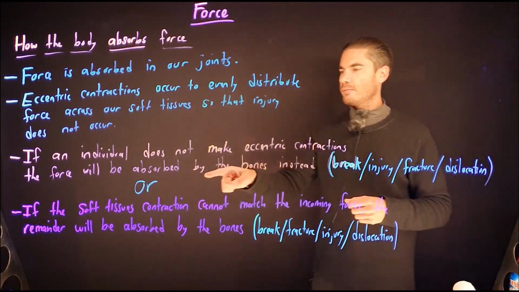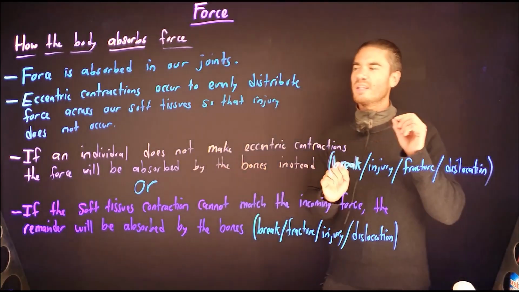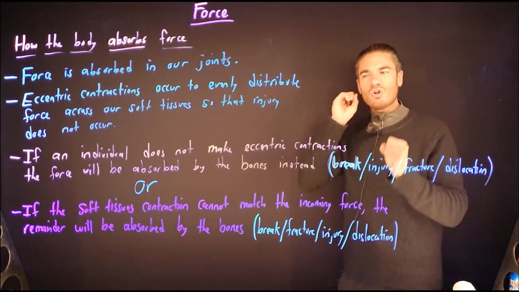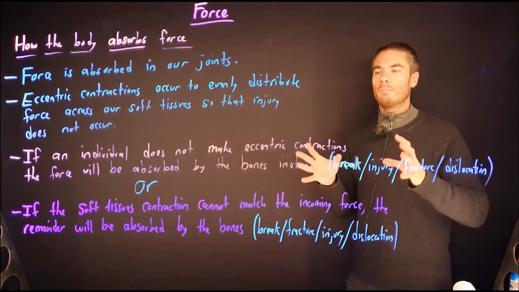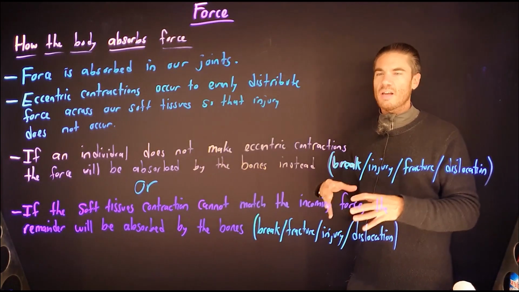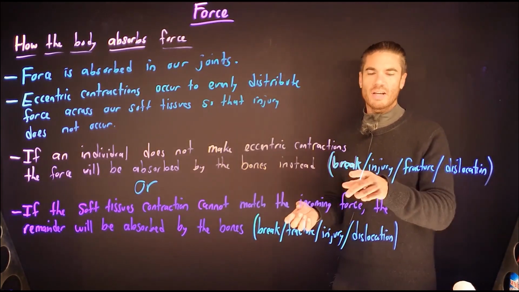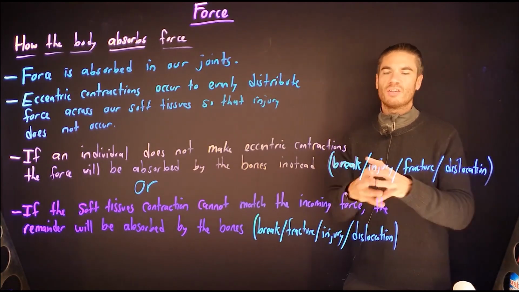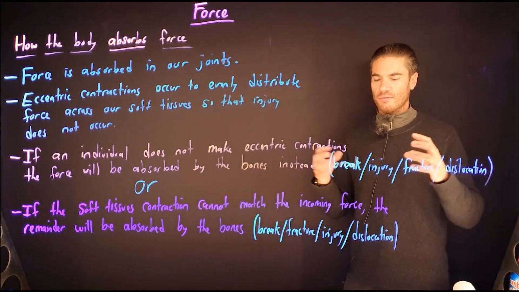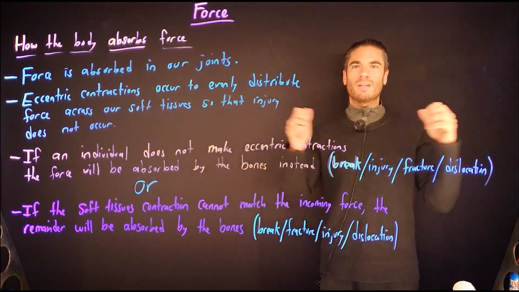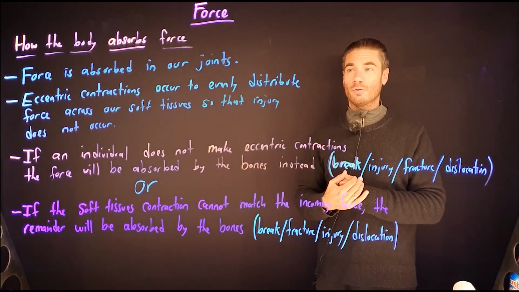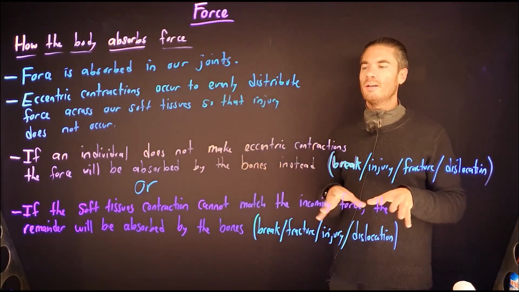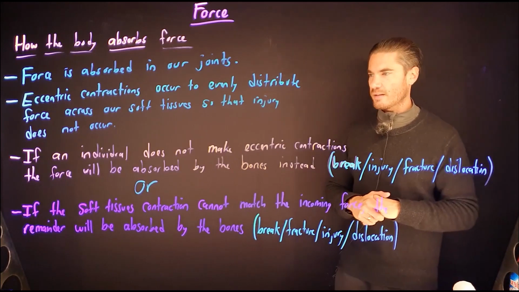Think about it this way. With these two points, if an individual does not make eccentric contractions, the force will be absorbed by the bones themselves. And when that happens, bad things happen. Break, injury, fracture, dislocation. Something's got to give, okay? If the long elastic piece of something is not going to absorb a whole bunch of force, then the hard piece of something will absorb it instead, and they're not designed to do that. That's how things break, okay?